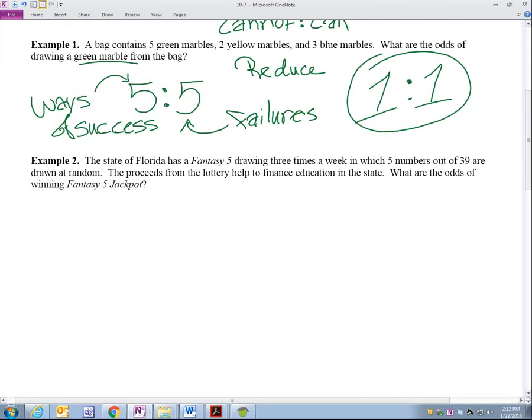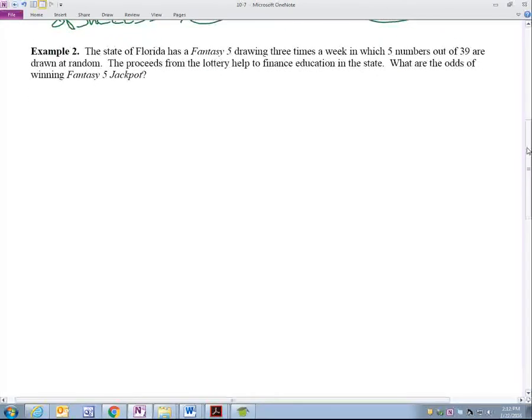Next one. The state of Florida has a Fantasy 5 drawing 3 times a week in which 5 numbers out of 39 are drawn at random. The proceeds of the lottery help to finance education in the state, just like it was supposed to for Illinois, but guess what's not happening? Exactly. What are the odds of winning the Fantasy 5 jackpot?